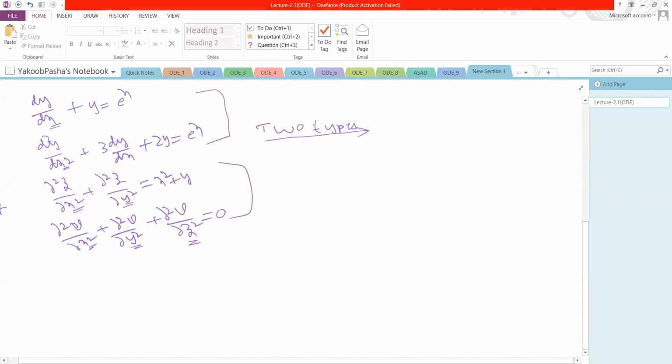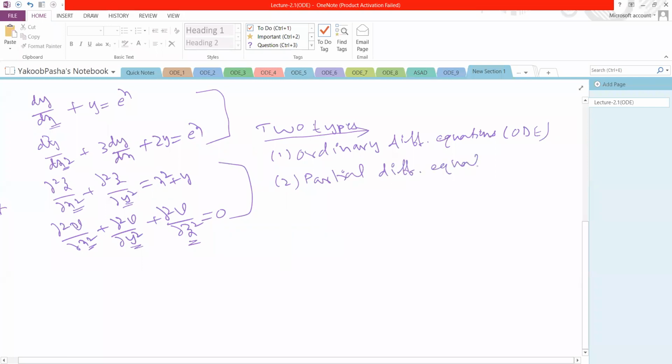Okay, sir. Right. The differential equations we can classify into two types, mainly two types. First one is ordinary differential equation, simply we can call it ODE. And second one is partial differential equation.